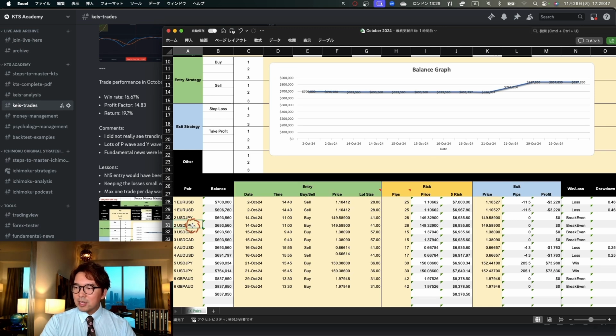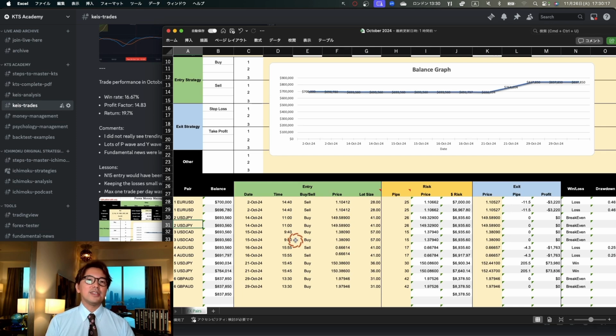So again, in the month of October, I took 6 trades. In each trade, I take 2 positions. That's why you see 2 names on each trade. The reason why I said it's very choppy in the month of October was, first, I wasn't really seeing trending markets based on the daily time frame, not so much. So that's one of the reasons.